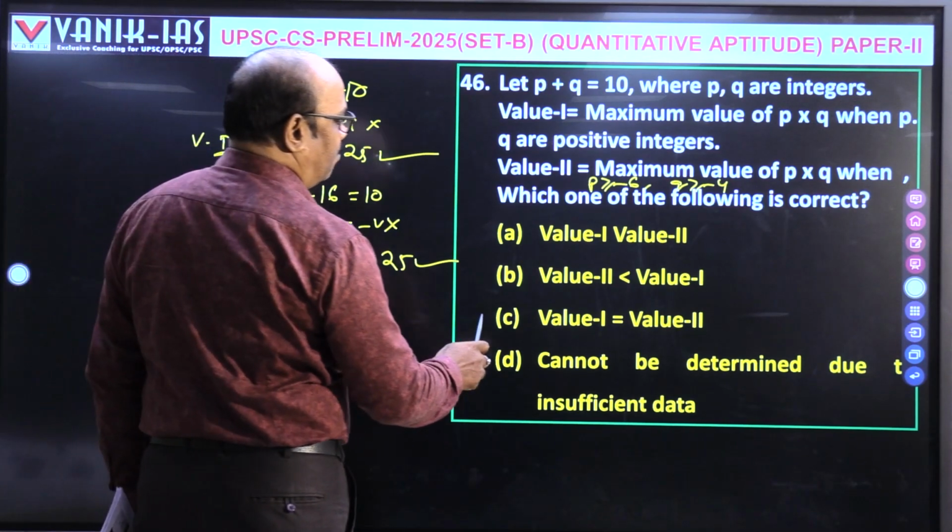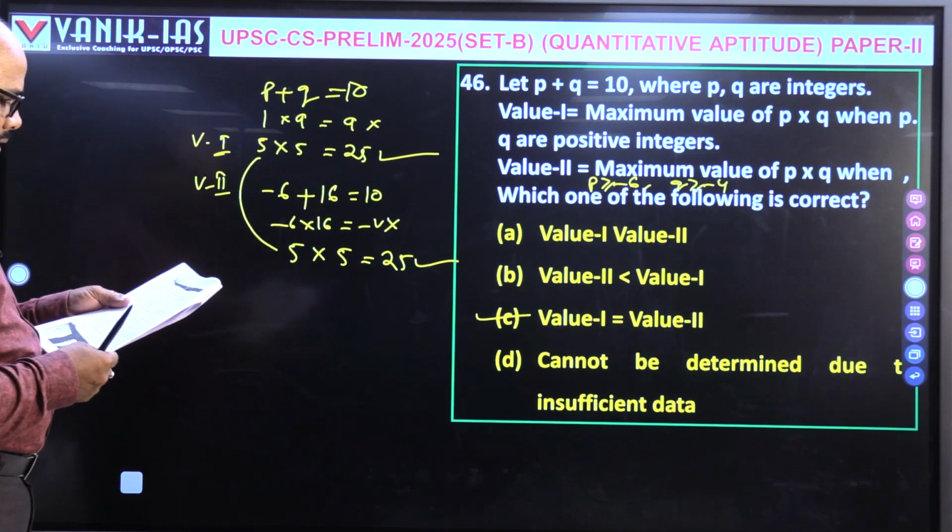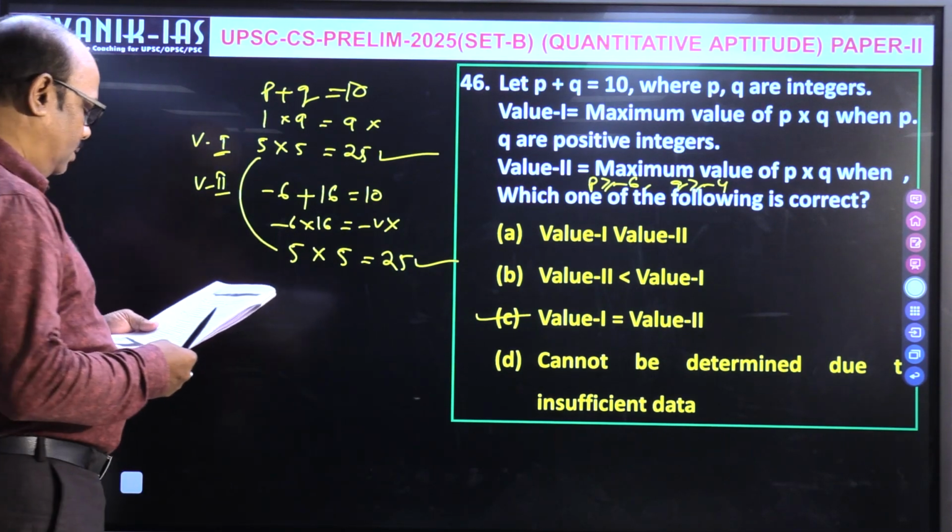So in both the cases, value 1 should be equal to value 2. That's why the option is C. Question 46, option is C. Right.